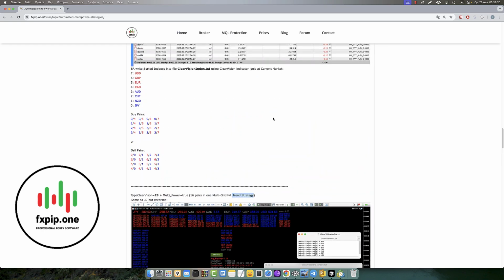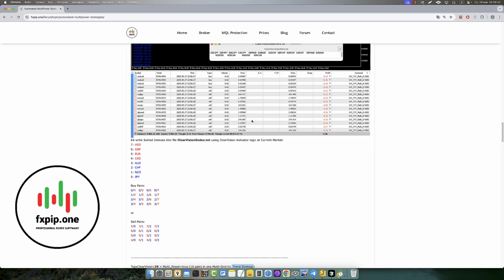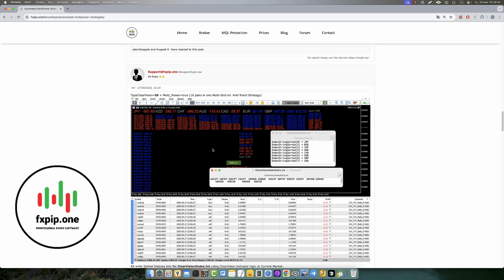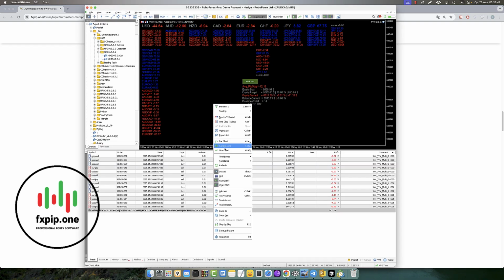So what we have here, we sell USD to these 4 currencies, we sell GBP to these 4 currencies, we sell euro to these 4 currencies, we sell CAD to these 4 currencies. This is strategy number 30. Let's test this.